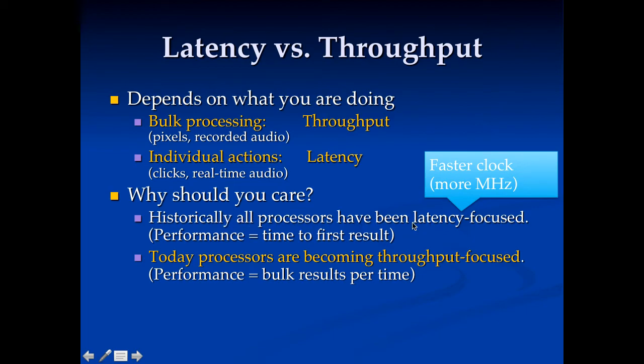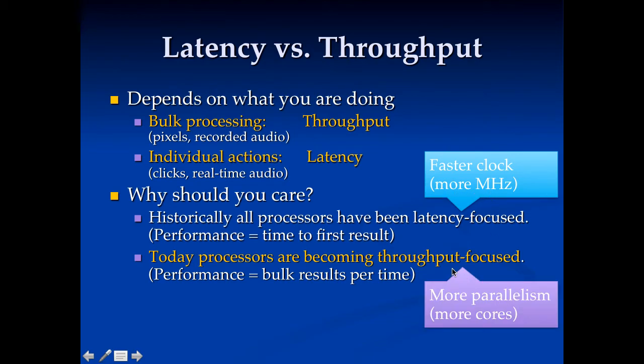And we've seen this. Historically making processors latency focused was all about more megahertz, running CPUs faster, and that hasn't gone up very much. What has changed is we now get more parallelism. So you'll see we now have more processor cores all over the place, and processor cores help you with throughput, but not with latency. And so there's this change that's going on in how computers are built.